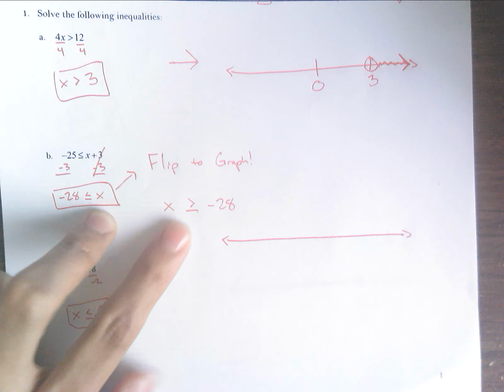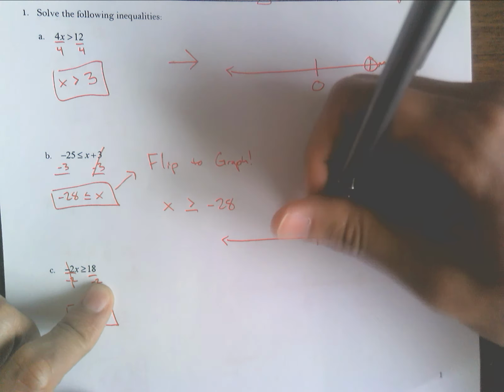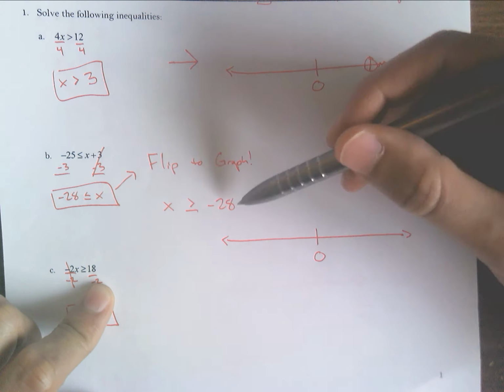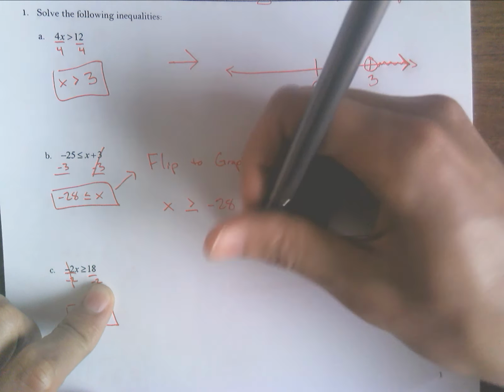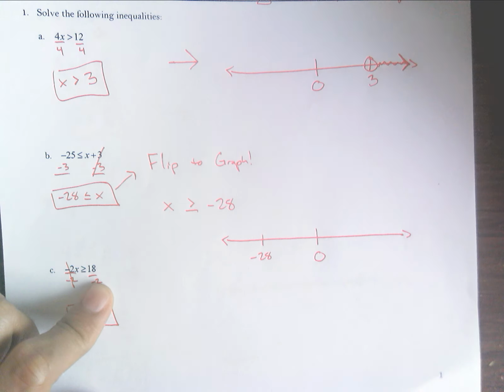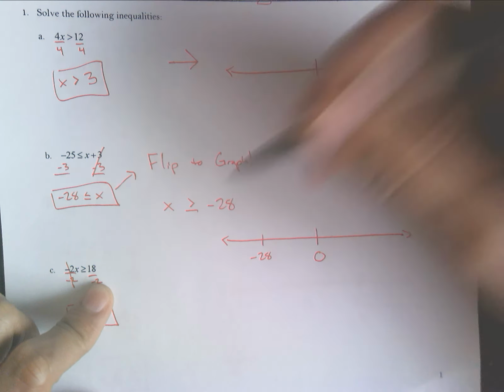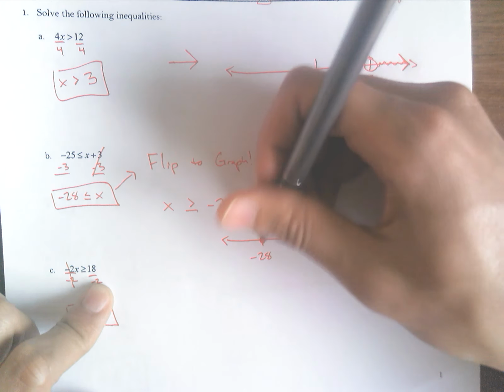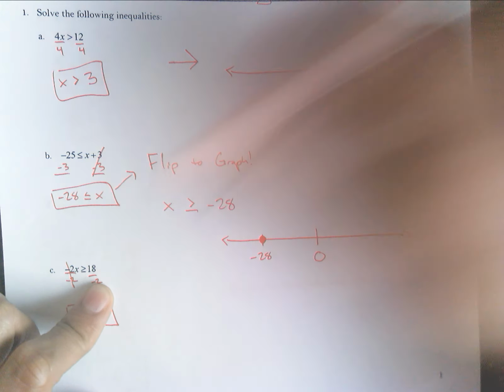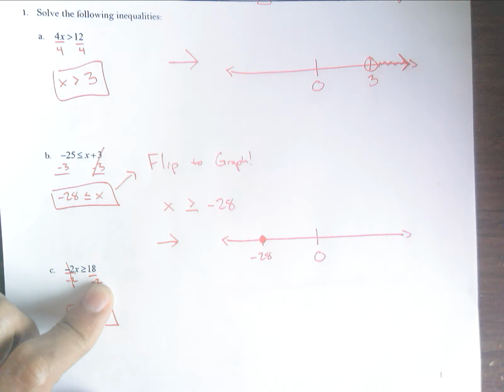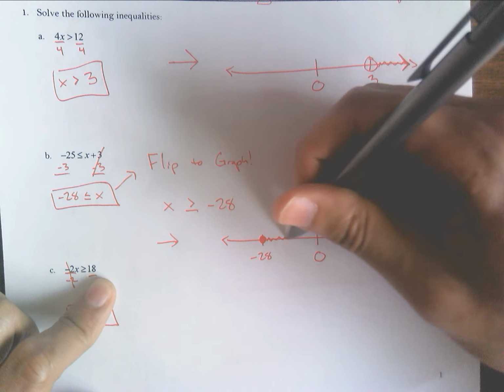So we draw our number line. Again, we plot 0. And then our number is negative, so it's going to be on the left-hand side of 0. It's going to be a closed circle because we have greater than or equal to. And then drawing in our arrow, it's going to the right. So we're going to shade to the right.